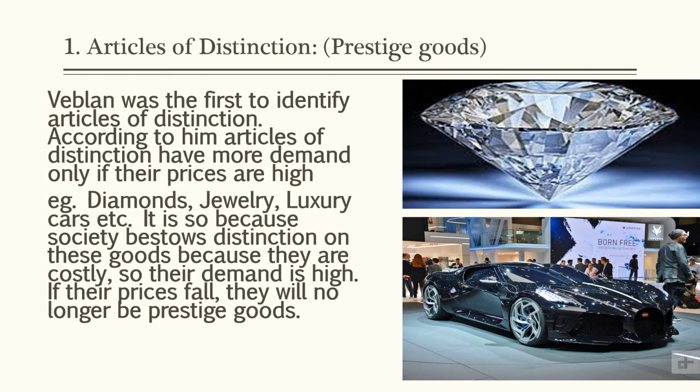It is so because society bestows distinction on these goods because they are costly. So their demand is high. If their prices fall, they will no longer be prestige goods. So often we see people buying very expensive cars like BMWs, Audis and so on the roads. Perhaps they want to show their status to people. And even though these cars are so costly, still people demand them as a show of their status.